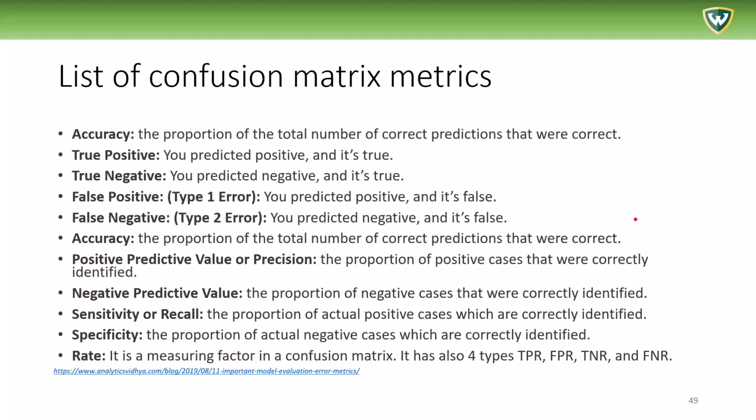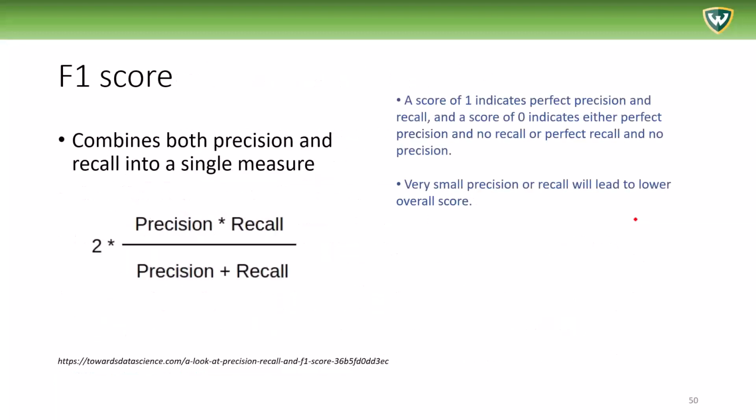Here there's a list of all the different combinations of the values you can have over the rates, and you can see more on the link attached here. Oh, and also there's a last one, which is the F-score. The F-score is a good thing because it combines both precision and recall into a single measure. Usually there's a little bit of a difference between them, and a trade-off if you want to increase recall or increase precision. The F1 score puts the two together.